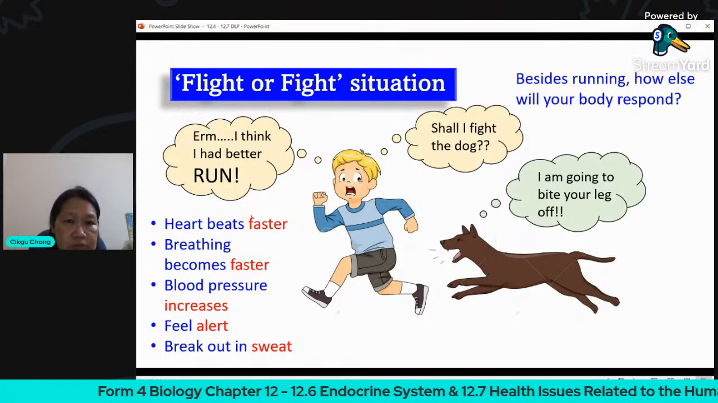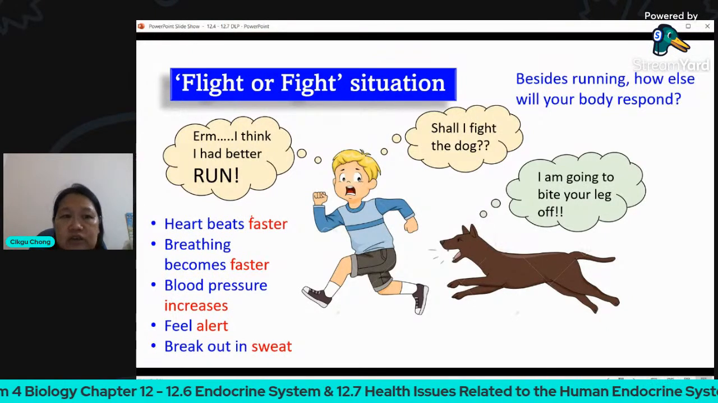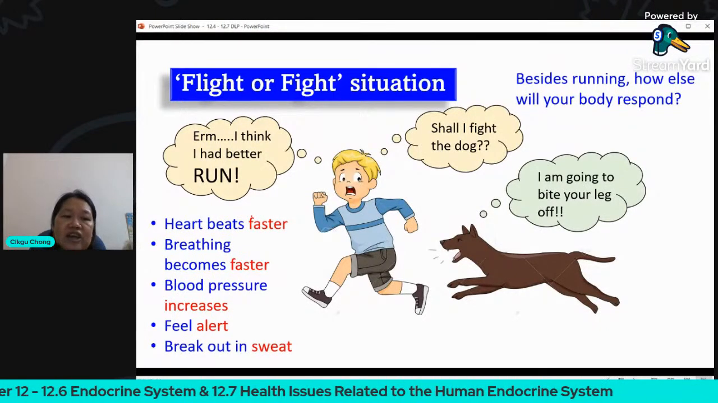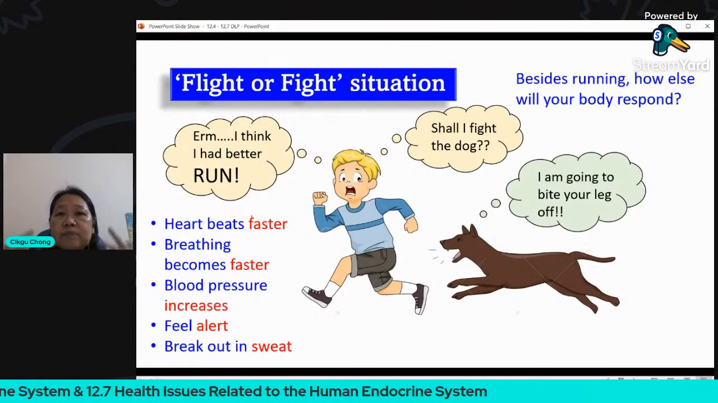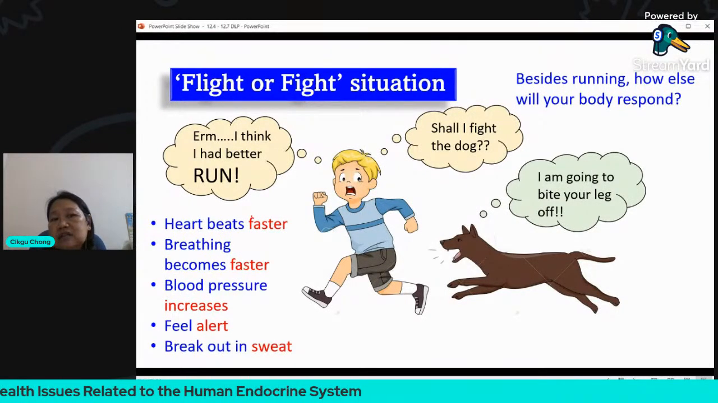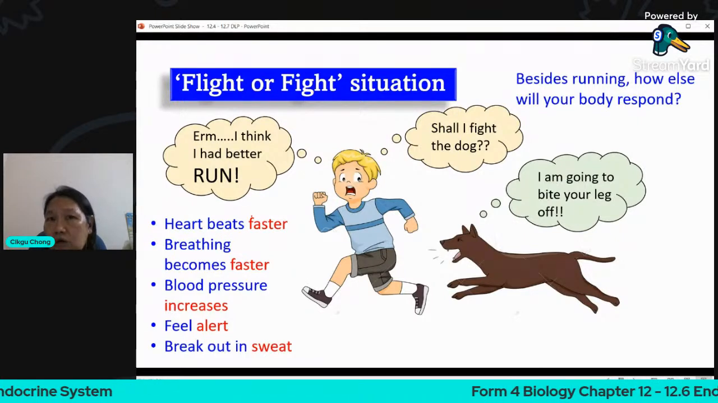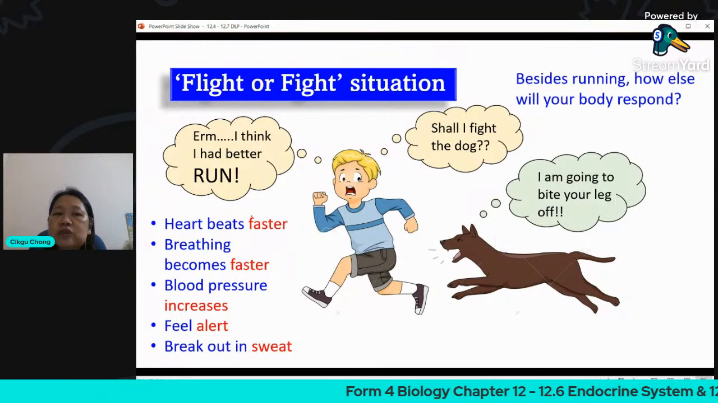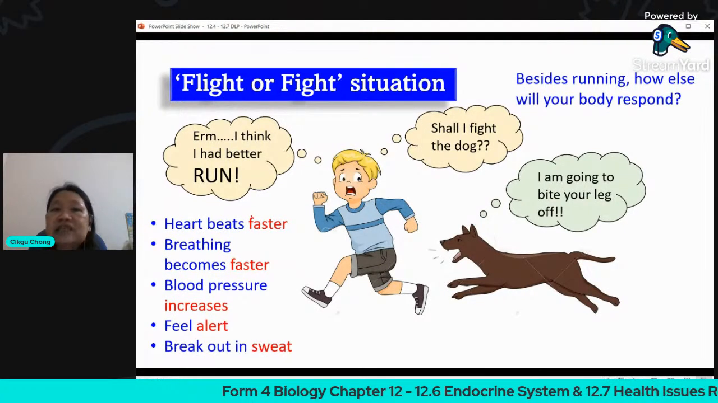Your blood pressure will suddenly spike up. And then you feel alert. You don't suddenly feel like you want to sleep. And then you break out in sweat. Suddenly you feel it, right? So these are the responses that will happen because of an important hormone that is released, which we call adrenaline.